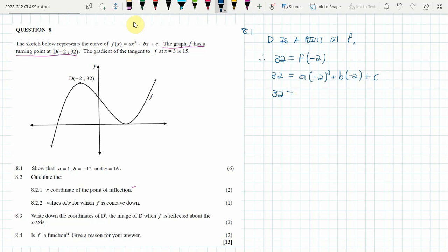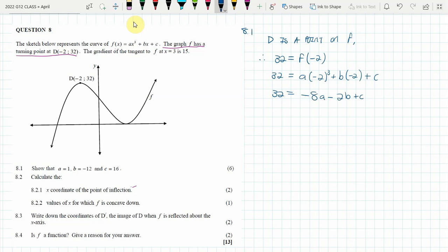Can you please help me simplify this equation? It's minus 8a minus 2b plus c. Okay, thank you. This is one equation now.